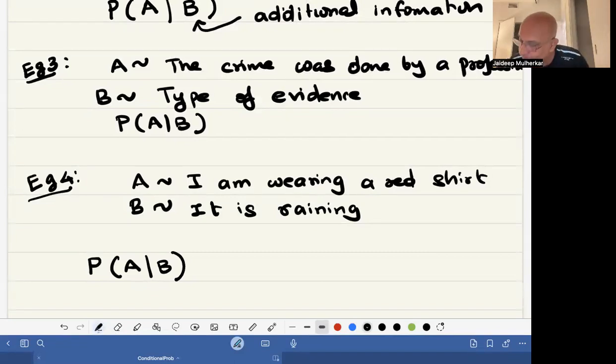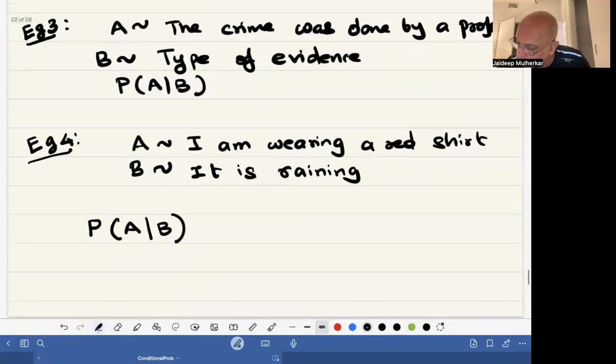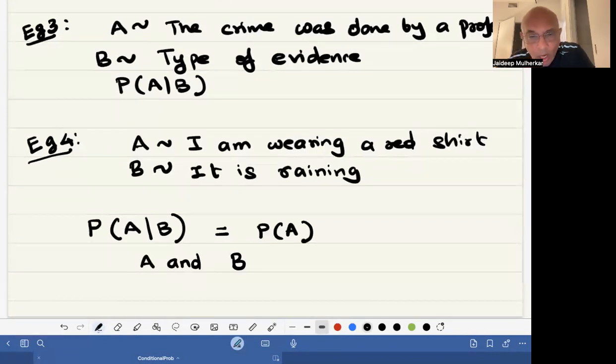So in this case, we should have something like this, right? The probability of A doesn't get affected by the occurrence of event B, in which case we will call these events A and B unrelated, or they are independent events.